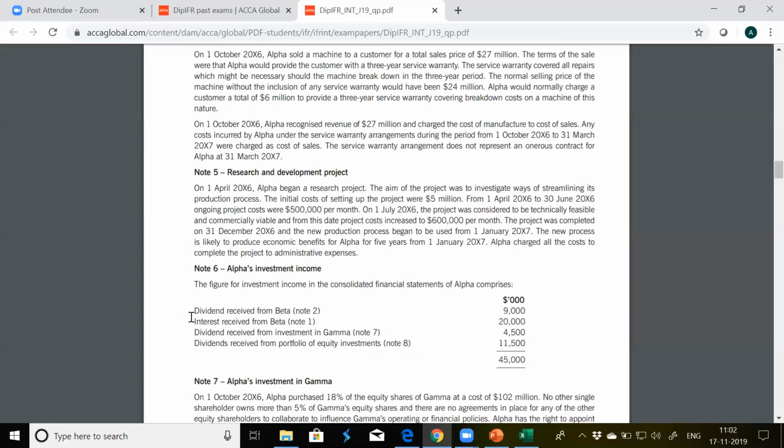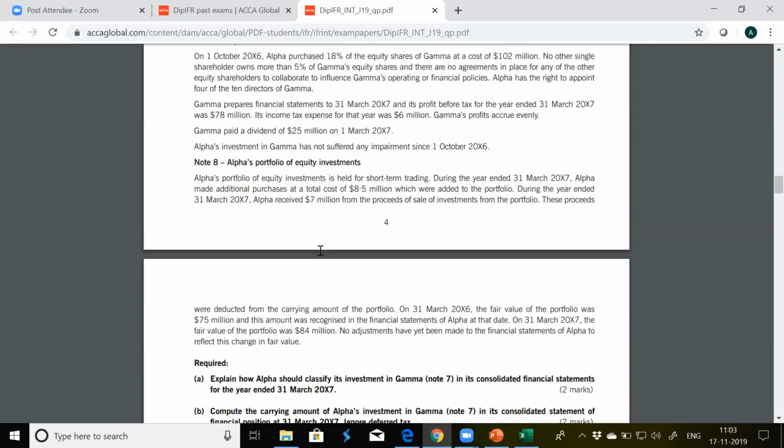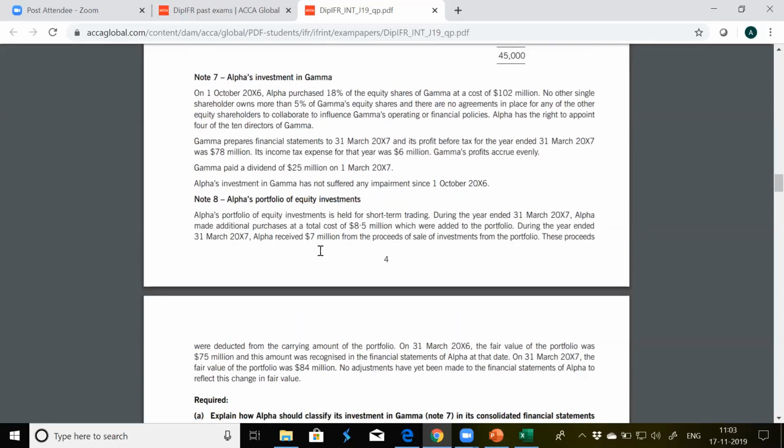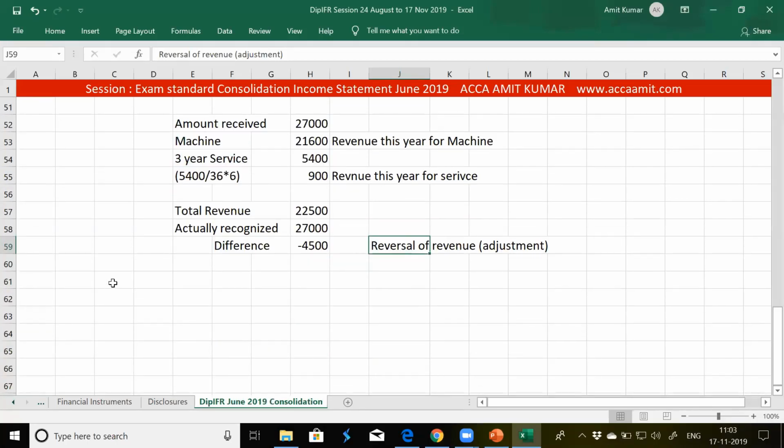Research and development, we've already dealt with. Alpha's investment income, as I said, these two will be removed. Third, we have dealt with. Fourth, we'll deal with when we are dealing with dividend received from portfolio of equity investments. Alpha's investment in Gamma, we have dealt with. Okay, let's deal with Alpha's portfolio of equity investments as well, and then we can move on to the other part.